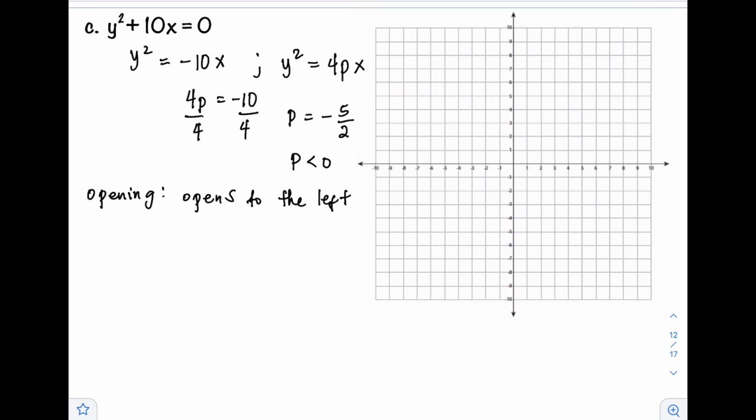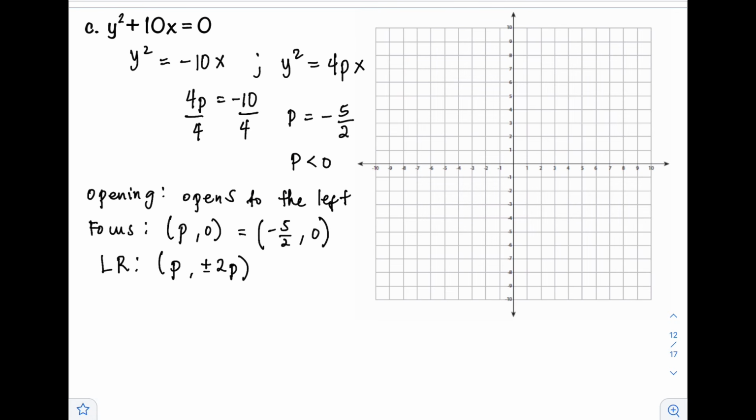Okay? So next is yung kanyang focus. So ang focus natin is makikita kay (p, 0), which is equivalent to (negative 5 over 2, 0). Okay? So next is the latus rectum or the LR. So ang formula ng LR natin is we have p, plus minus 2p. So ang p natin dito is negative 5 over 2. So fraction. Okay, so try nating i-substitute yan.